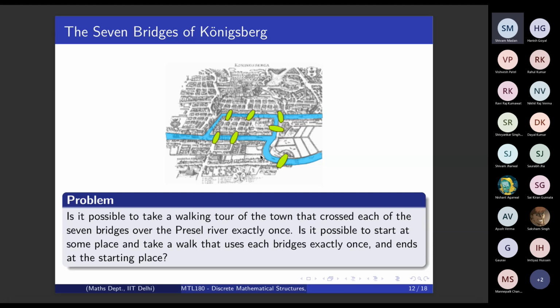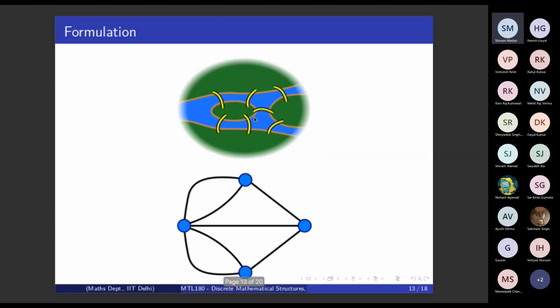Okay. Now what we will do, we will write this problem in terms of graph theory. Each portion, this portion, we take as a vertex. So we have 1, 2, 3, 4. This four portions we take as vertices, and each bridge we will take as an edge. So we have four portions, one green one, 2, 3 and 4, and we are writing these as vertices.